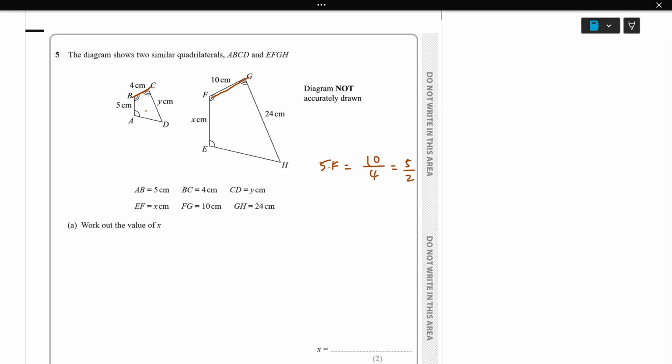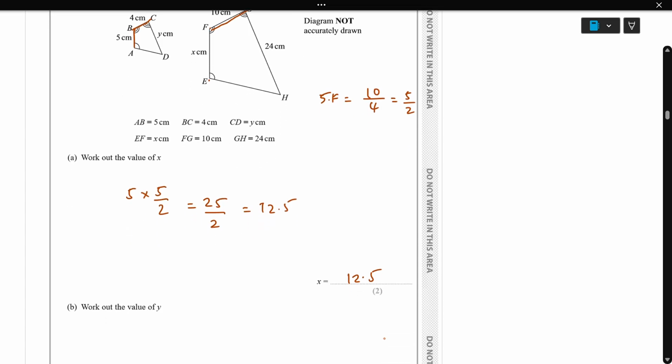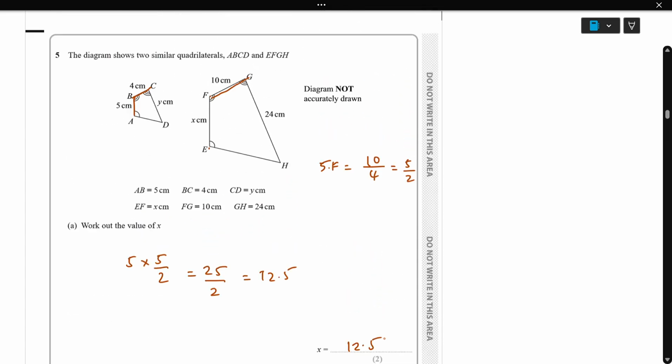Now we need to find out this x first. So FE: here is given 5, so scale factor times 5, so 5 times 5 by 2, which is equal to 25 over 2, which is equal to 12.5. So the answer is 12.5. Small to big we need to multiply, big to small we need to divide.